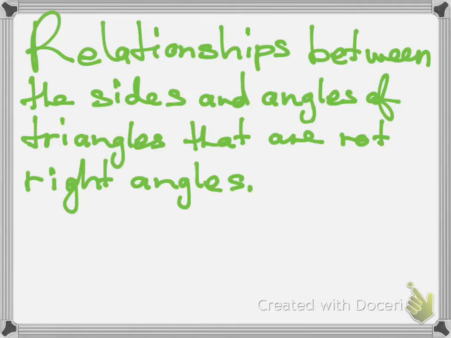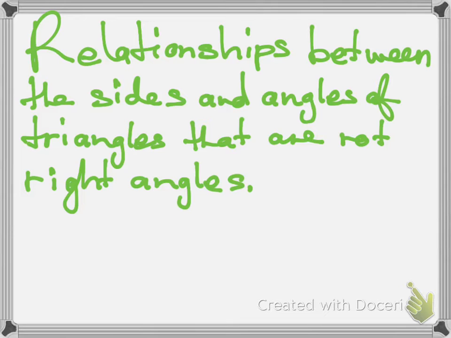Right, in this lesson we are going to be looking at the relationships between the sides and angles of triangles that are not right angles. So if we are looking at classifying triangles in terms of the sizes of their angles, we have the right angle triangle, that is a triangle with a 90-degree angle. One of the angles will be a 90-degree angle. We call that a right angle triangle. And the other two, we call them an obtuse triangle or an acute angle triangle.